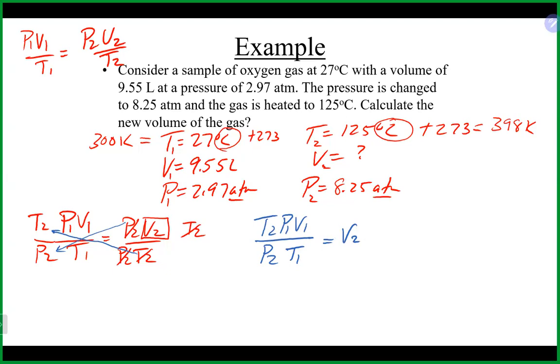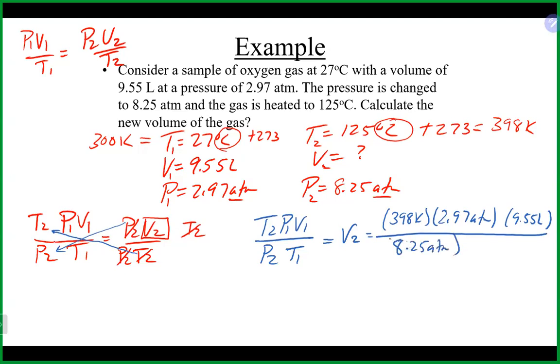Reminder that what you are solving for needs to be up on top. Otherwise, if it's on the bottom, you're doing 1 over what you're looking for. So you got to make sure everybody gets to the right side. Put in the right numbers here. Our T2, 398. Our P1 in this case, 2.97. Our V1, 9.55 liters. Divided by our P2, which is 8.25 atmospheres, and our T1, which is 300 Kelvin. In terms of units, Kelvins will cancel, atmospheres will cancel. That's going to leave us liters as the only unit left in this case.